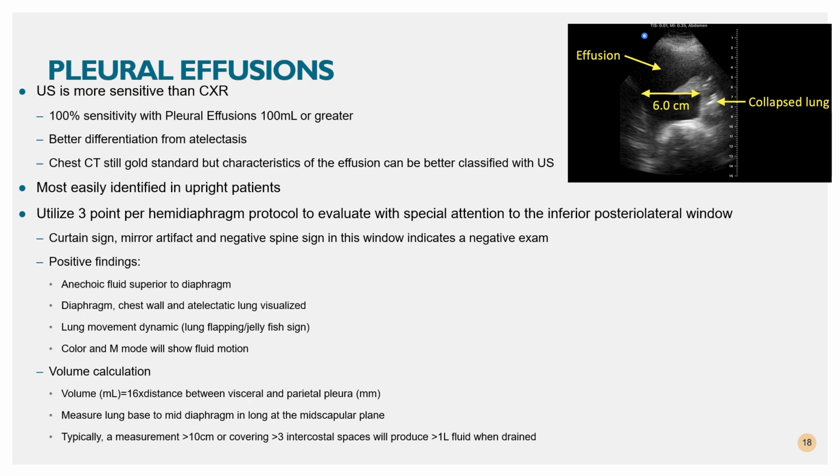They have come up with some volume calculations that are supposed to help you determine exactly how much volume is in the area. If you multiply 16 times the distance between the visceral and the parietal pleura, that's going to give you a good estimate in milliliters of how much fluid is in there. To get this measurement, you want to measure from the lung base to the mid-diaphragm in the long axis at the mid-capsular plane. Typically, a measurement of greater than 10 centimeters or covering more than 3 rib interspaces will produce a liter of fluid or more when drained.